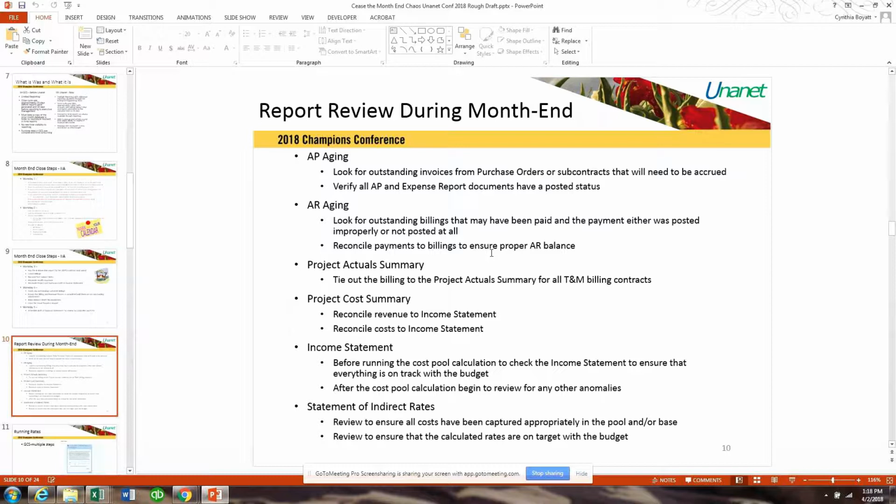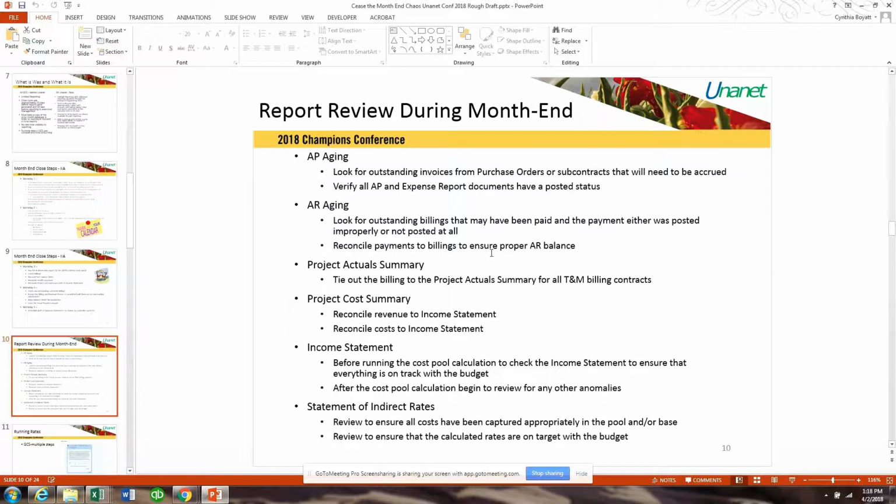We look at our AR aging, any outstanding billings, any reconciling of payments to billings to ensure a proper AR balance. We look at our project actuals, tie out the billing to the project actual summary for all T&M billing contracts. We do a project cost summary. We reconcile it to the revenue and the cost both to the income statement. I run an income statement before we've ever calculated and posted rates, mainly because I want to check it to make sure it's on track to budget. And I literally look at it line by line, account by account, to ensure it's exactly where I thought it would be at this point in time.